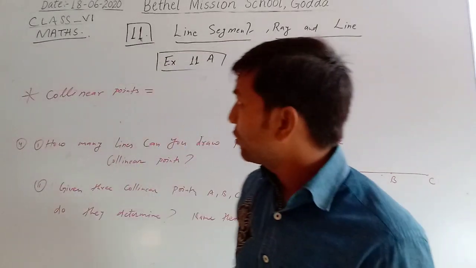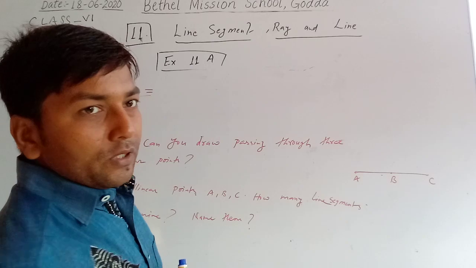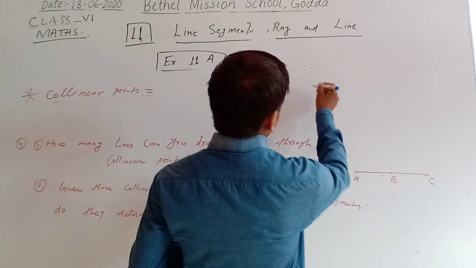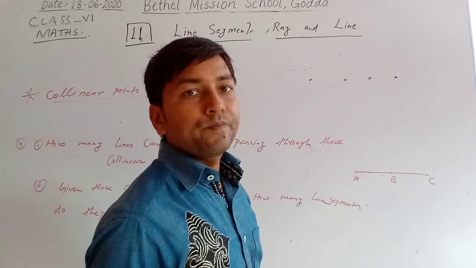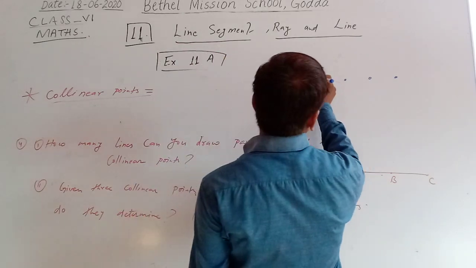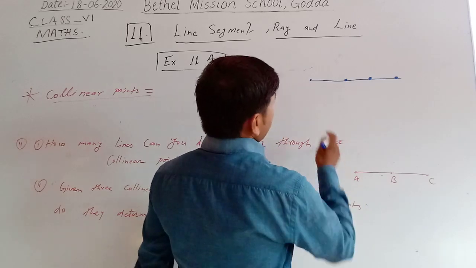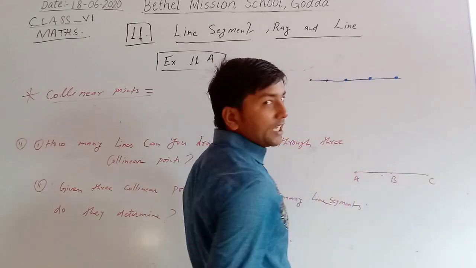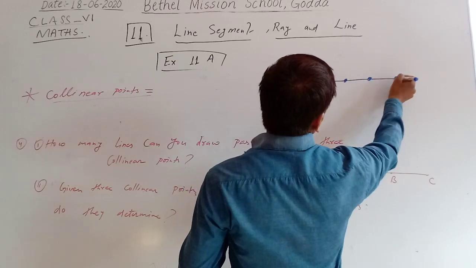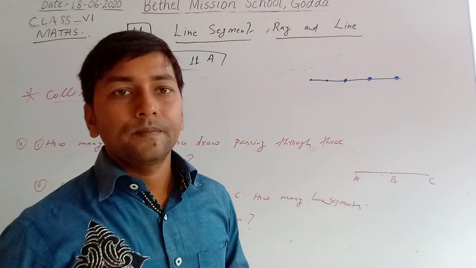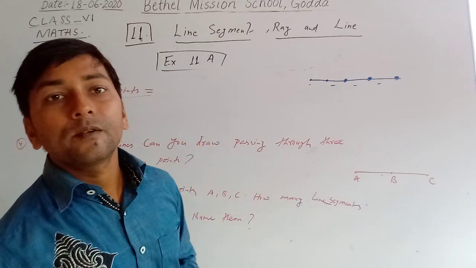Now we learn what are collinear points. Collinear points: if 3 or more than 3 points lie on the same plane and can be drawn in a line, if there are 3 or more than 3 points that lie on the same plane, this is plane, and a line can be drawn through them, then these points are said to be collinear points.